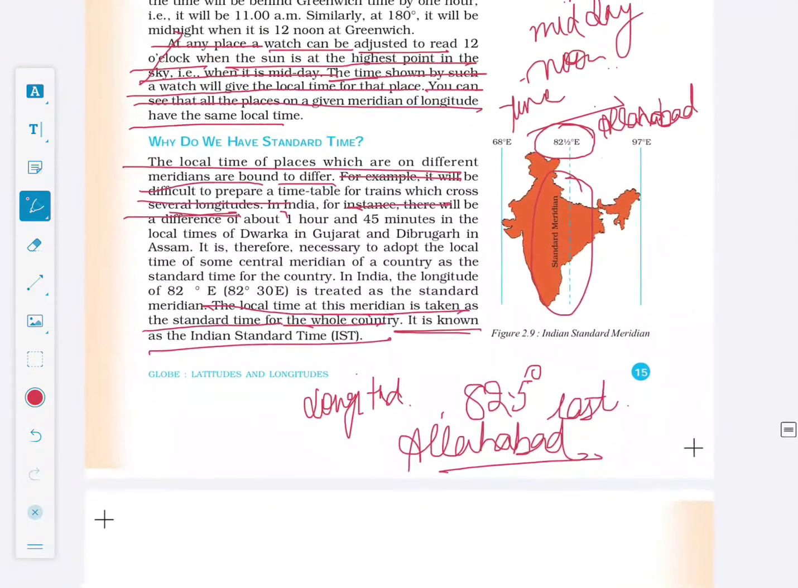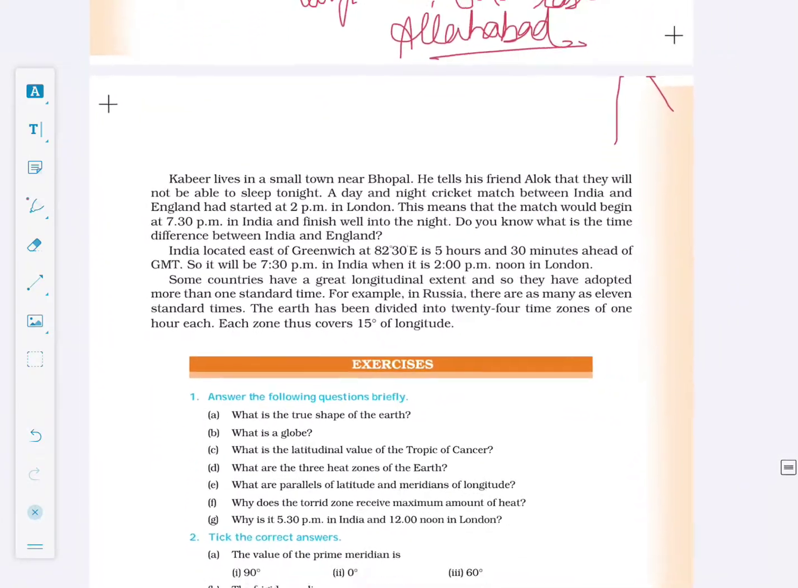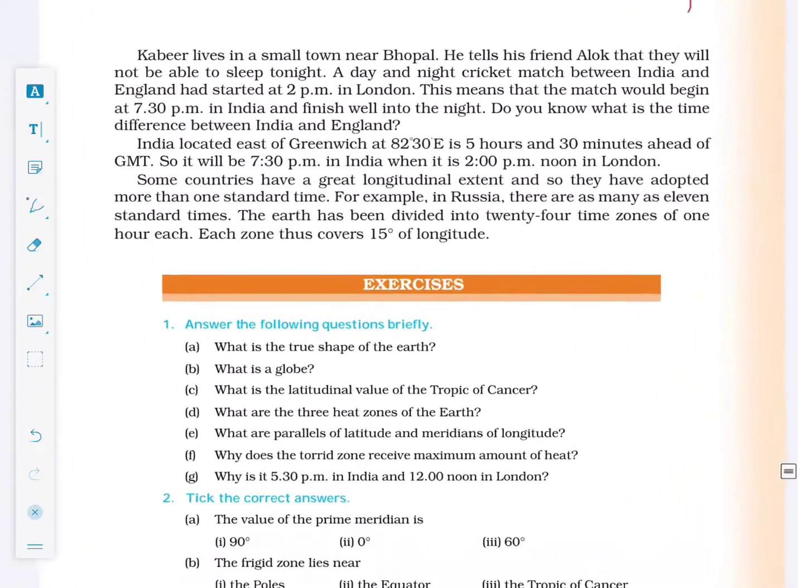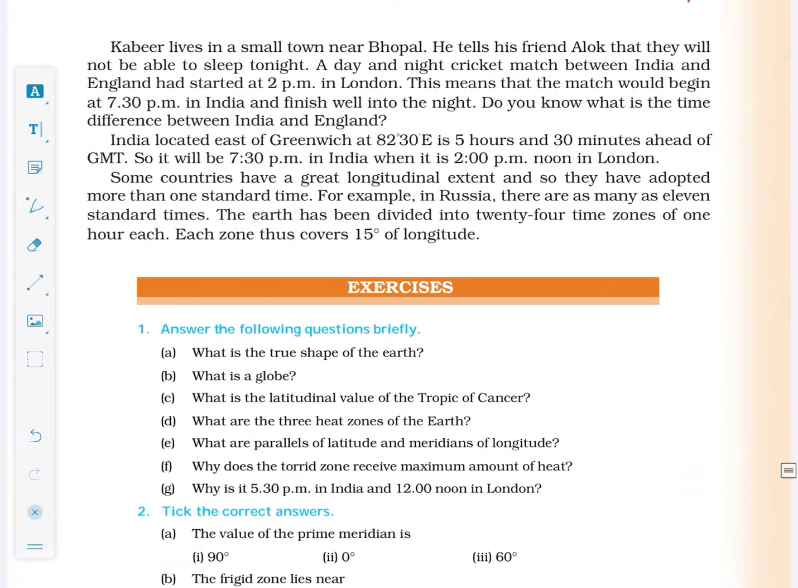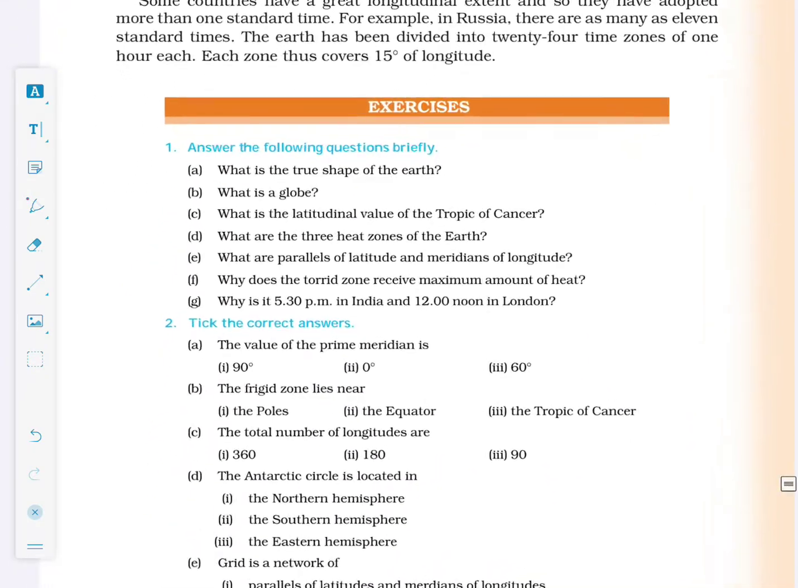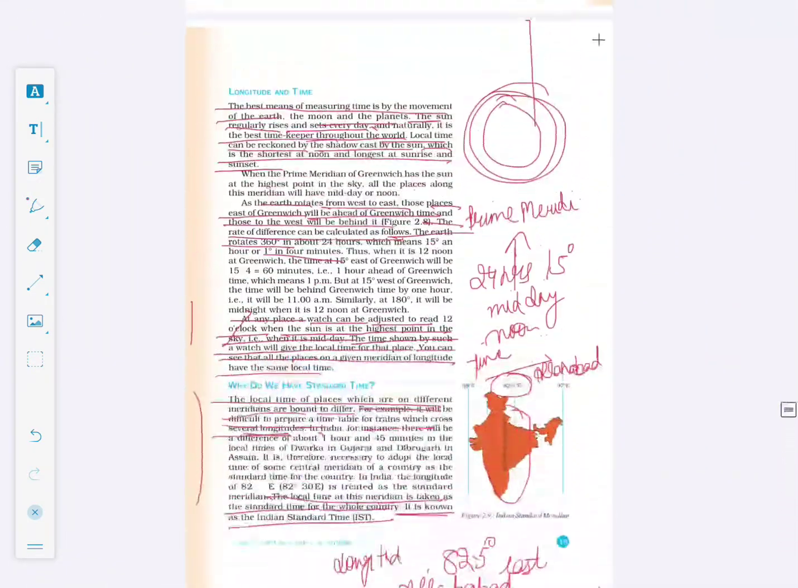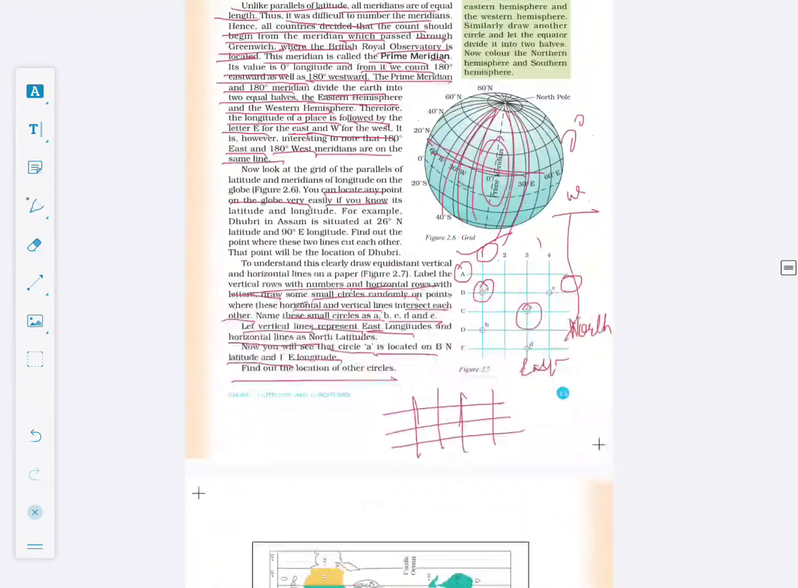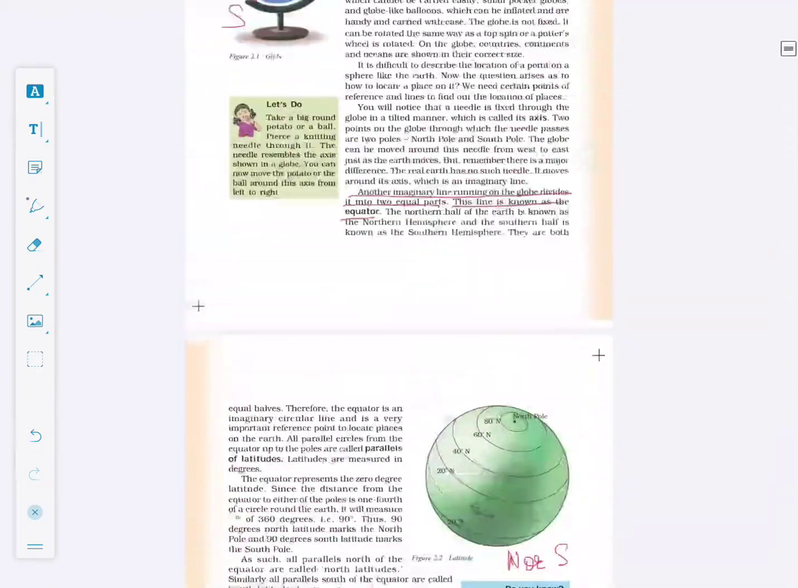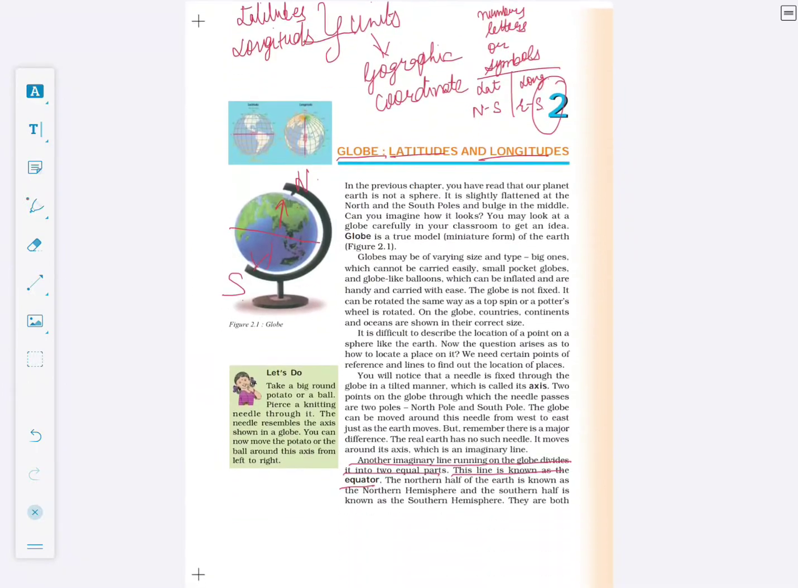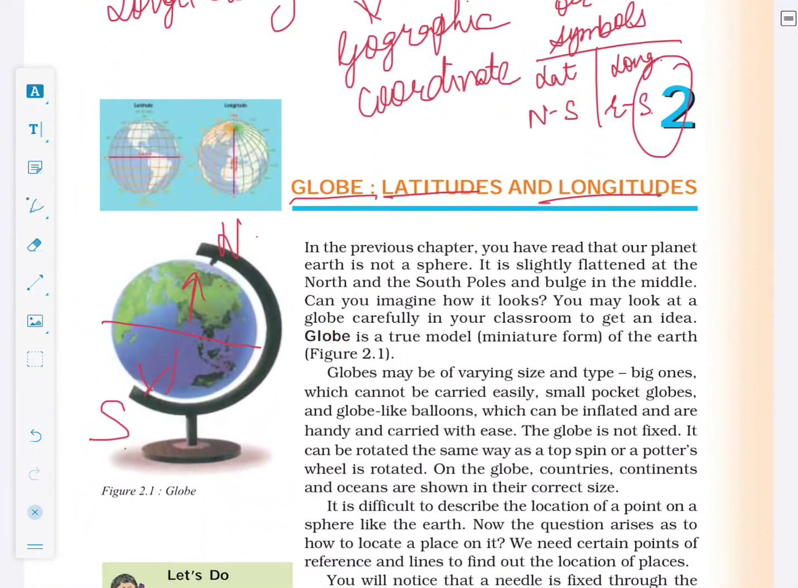There is an example which is not very important, and this is all about this chapter, the globe, latitudes and longitudes.